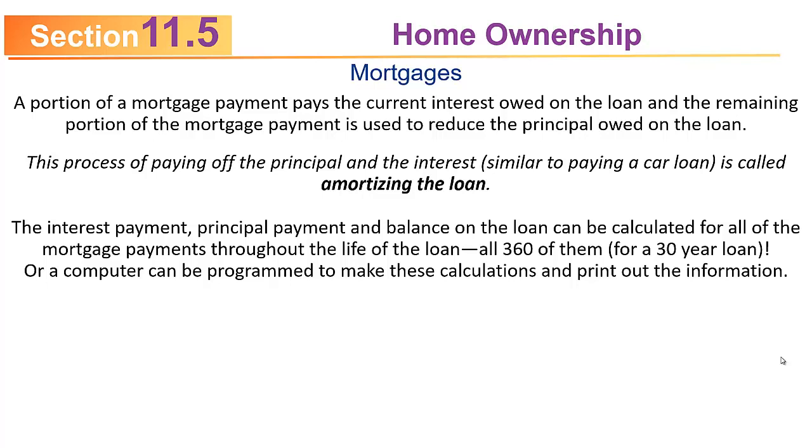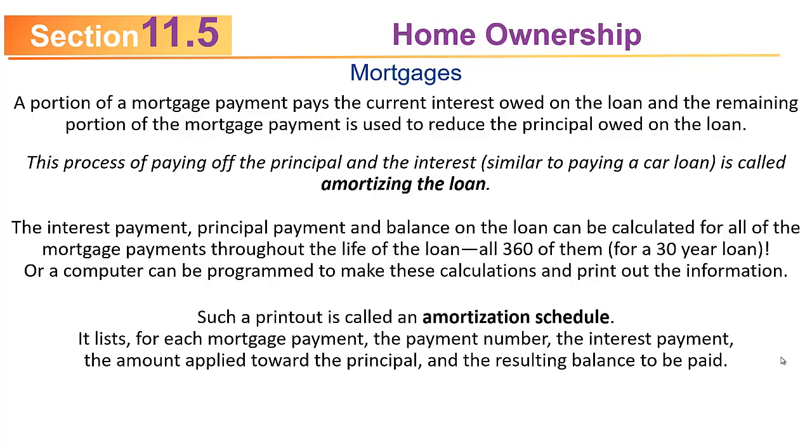The interest payment, principal payment, and balance on the loan can be calculated for all of the mortgage payments throughout the life of the loan. If it's a 30-year loan, that would be 360 of them. Or a computer can be programmed to make these calculations and print out the information. Such a printout is called an amortization schedule. It lists for each mortgage payment the payment number, the interest payment, the amount applied toward the principal, and the resulting balance to be paid.